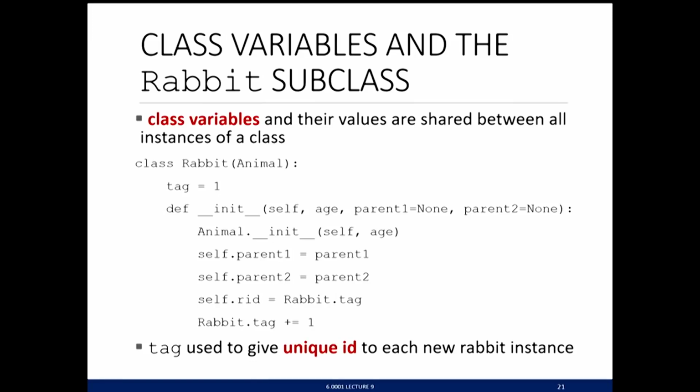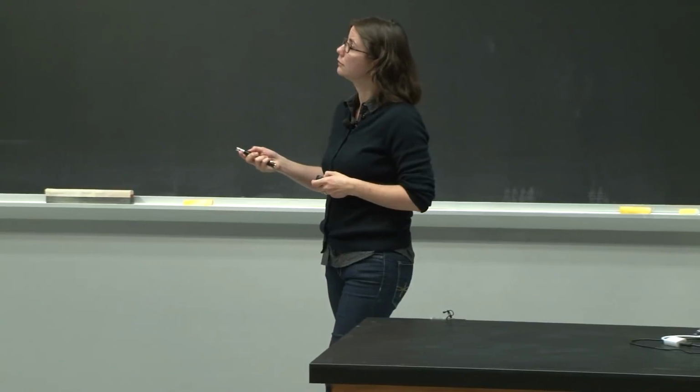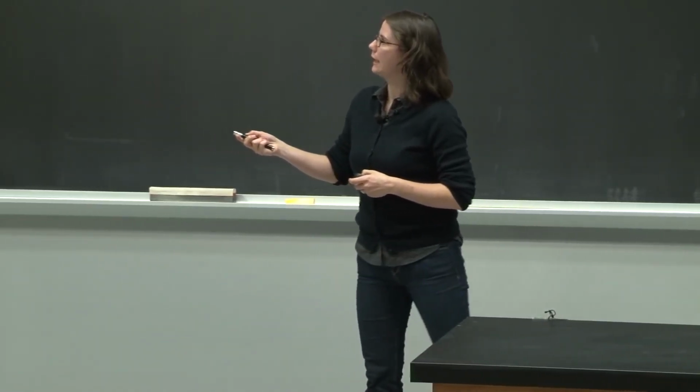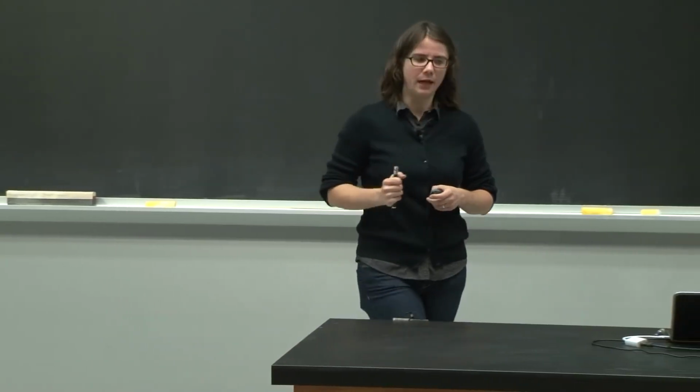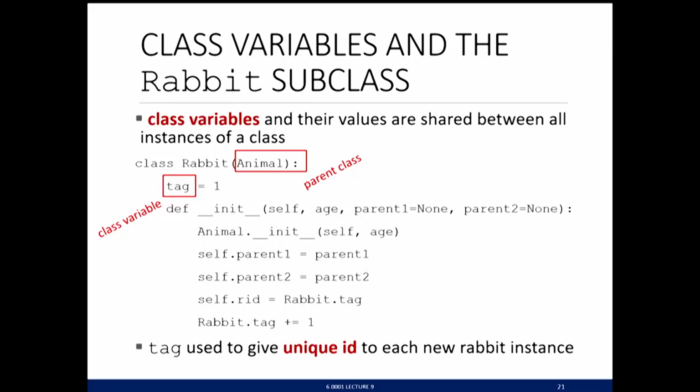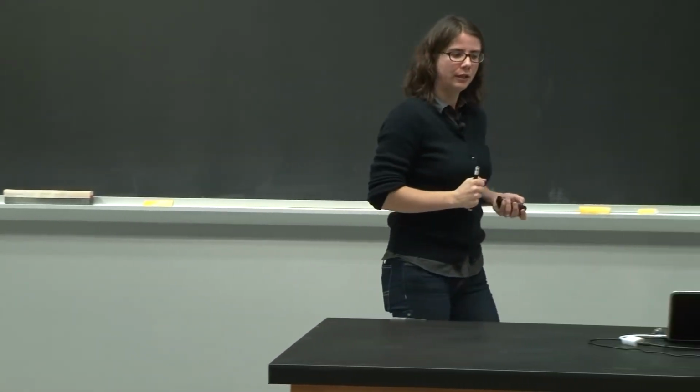So if one instance of the class modifies this class variable, then any other instance of the class is going to see the modified value. It's shared among all of the different instances. We're going to use class variables to keep track of rabbits. So we're creating this class rabbit. tag is equal to 1. We haven't seen something like this before. So tag is our class variable. Class variables are typically defined inside the class definition, but outside of the init. So tag is a class variable, and I'm initializing it to 1.